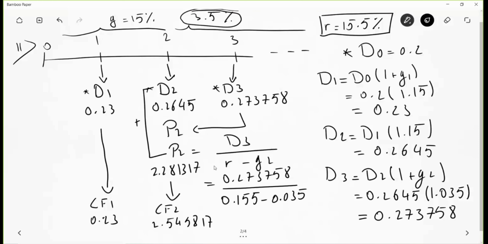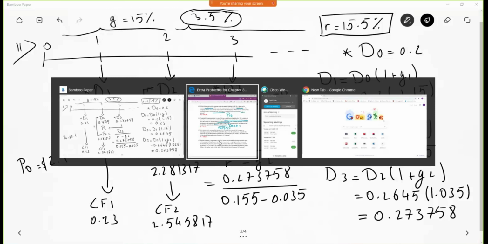The frequency is 1. Now for C02, you have 2.545817, enter, down arrow. I go to NPV. I have 15.5, and remember here you enter the discount rate as a percentage and not in its decimal form. You click on enter, down arrow, compute. So the price P0 is equal to $2.1. So this is for number 11.